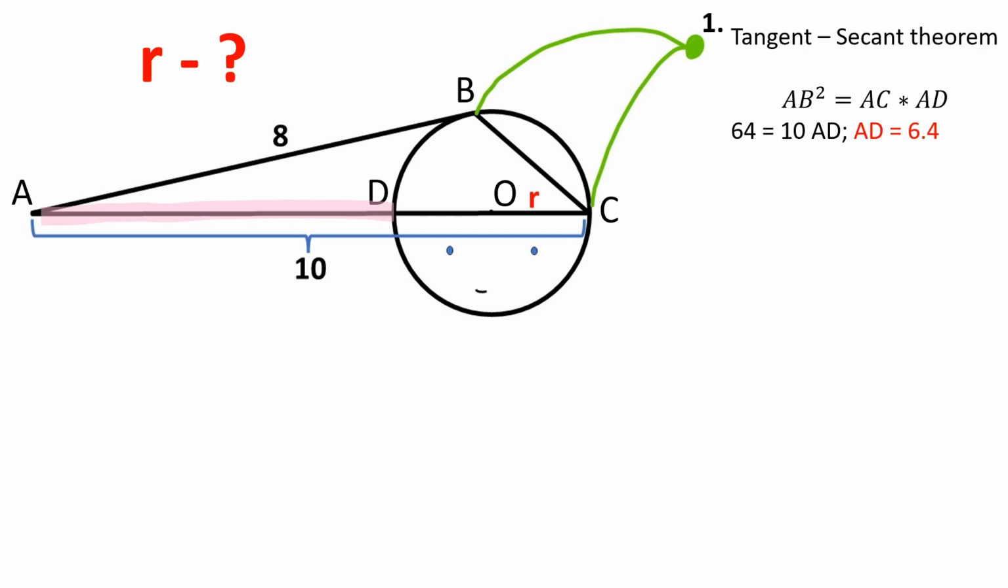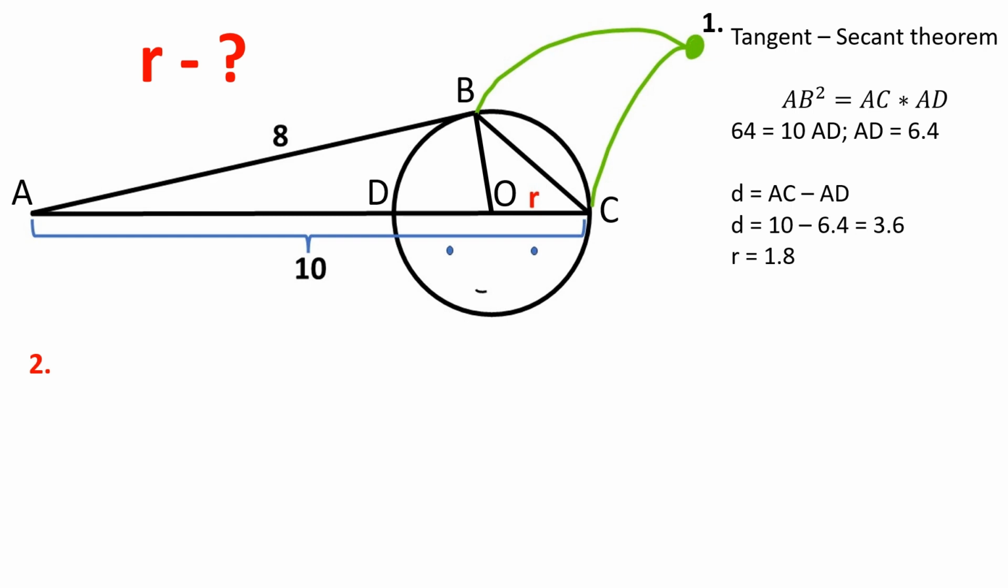AD is equal to 6.4. The diameter of the circle is equal to AC minus AD, which is equal to 3.6. Therefore, the radius is equal to 1.8.